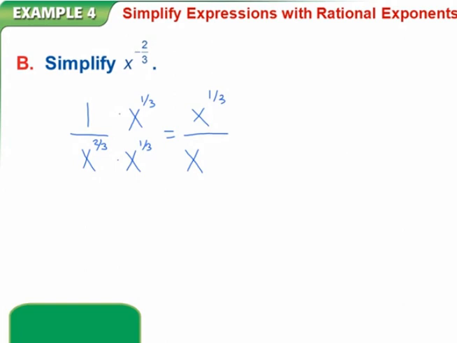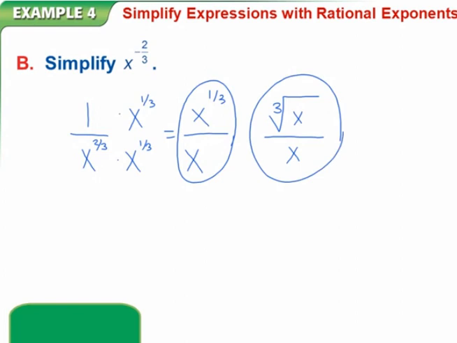And then we could rewrite this if we wanted to as the 3 goes outside, the cubic root of x raised to the 1 over 1. And we don't really need that 1 as our exponent.